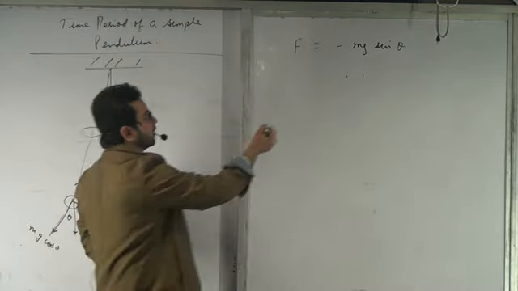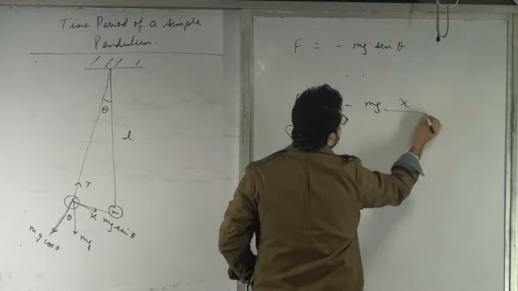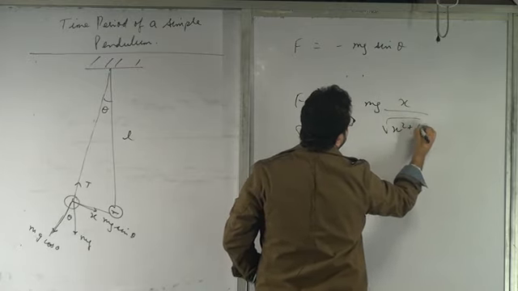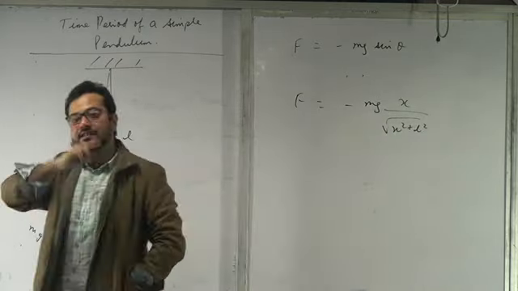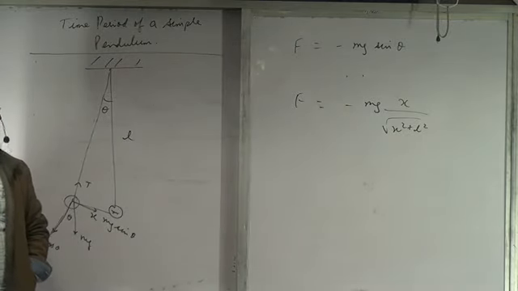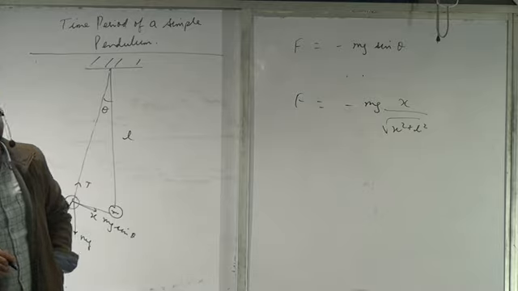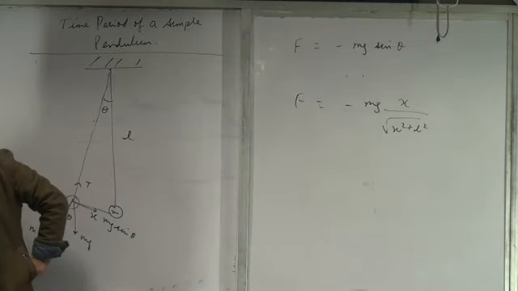Okay, fine. So F is equal to minus mg sine theta, and you said sine theta can be replaced by x upon square root of x square plus L square. Done. Is this an SHM? Minus sign is there, but is it proportional to x? No, it is not an SHM.